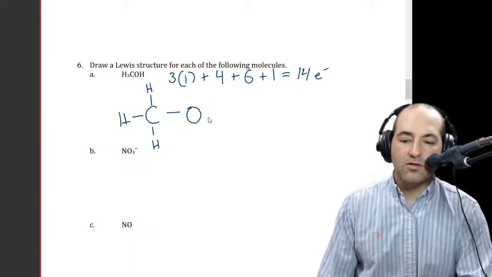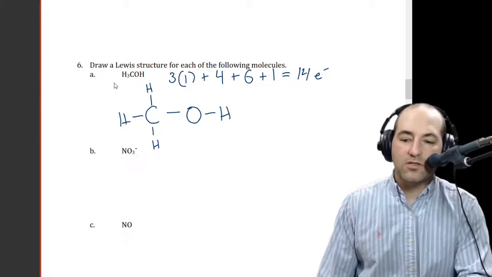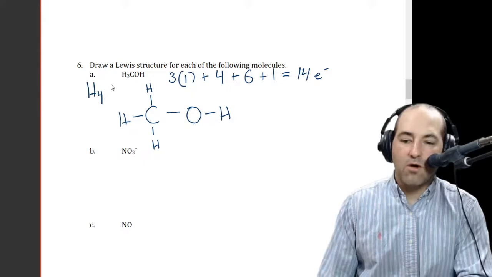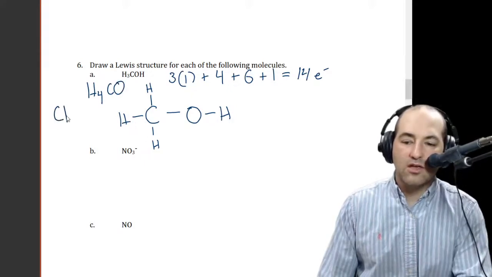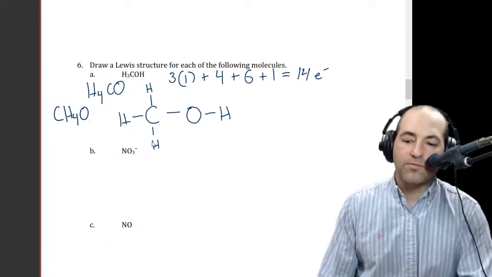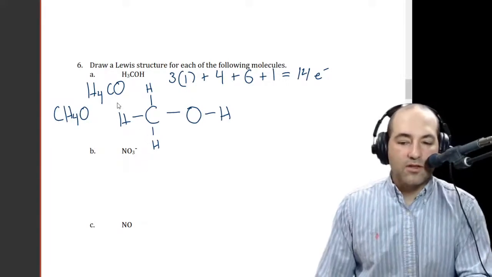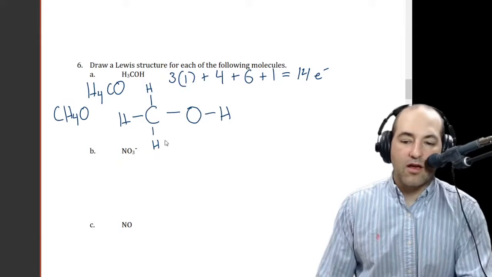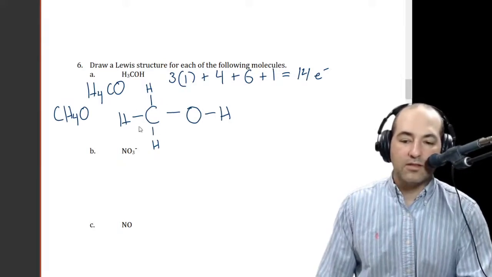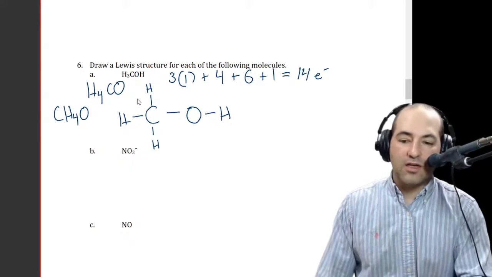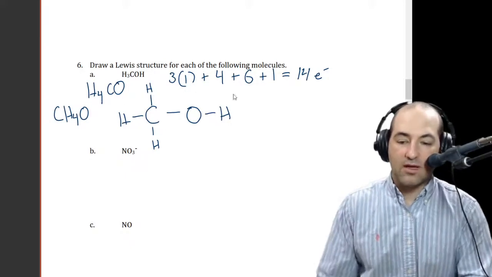And this one is over here on the oxygen. Now, if this formula were instead written H4CO to put them all together, or CH4O, we could actually still figure this out because we know carbon can't have more than 8 electrons, so it can't make more than 4 bonds. And we know hydrogen can't make more than 1 bond because it can't have more than 2 electrons.